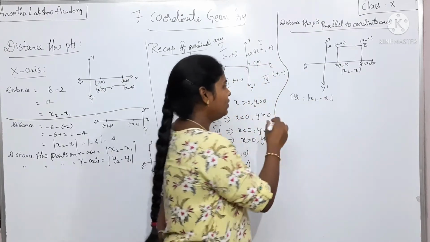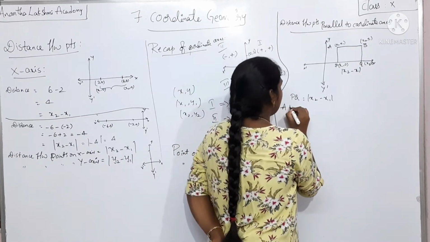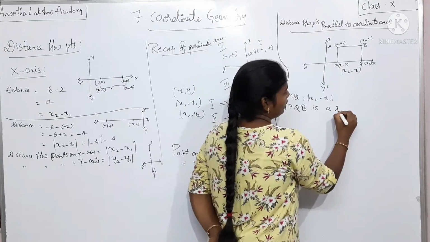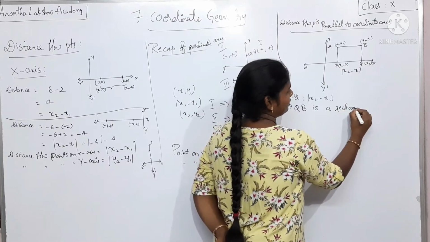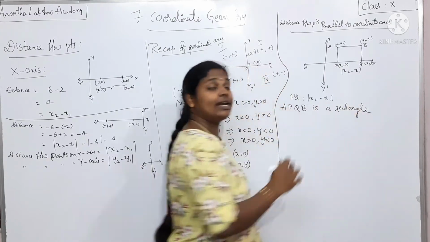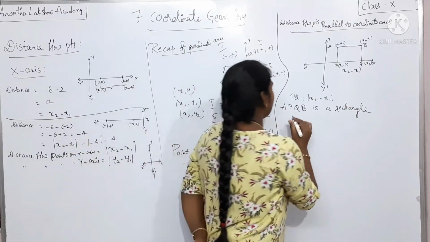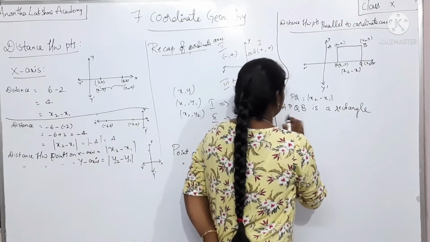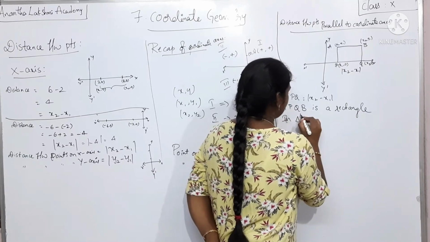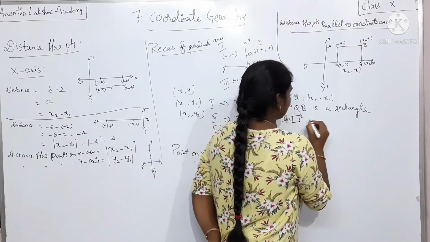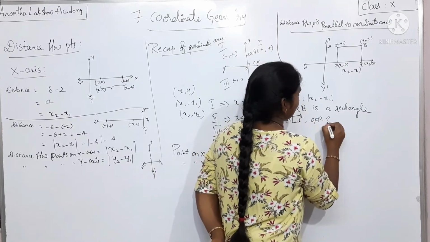Now if you look at APQB, what kind of polygon is that? Rectangle. For a rectangle, opposite sides are always equal. In a rectangle, opposite sides are equal.